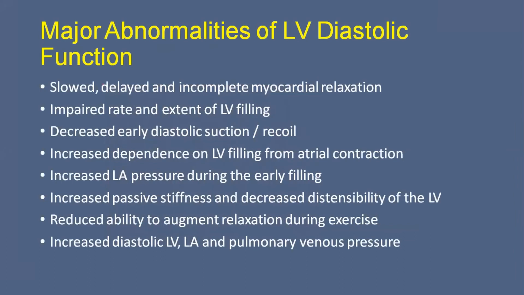So the major abnormalities of left ventricular diastolic function: delayed and incomplete myocardial relaxation. Number two, impaired rate and extent of LV filling, decreased early diastolic suction and recoil, an increased dependence on LV filling from atrial contraction, increased left atrial pressure during early filling, increased passive stiffness and decreased distensibility of the left ventricle. And there is a reduced ability to augment relaxation during exercise, and increased diastolic left ventricular, left atrial, and pulmonary venous pressure.